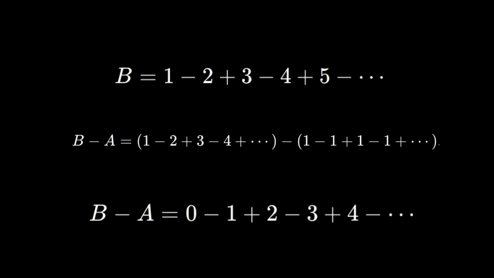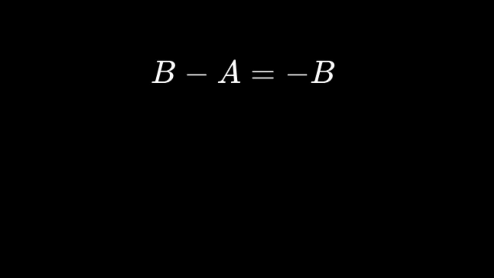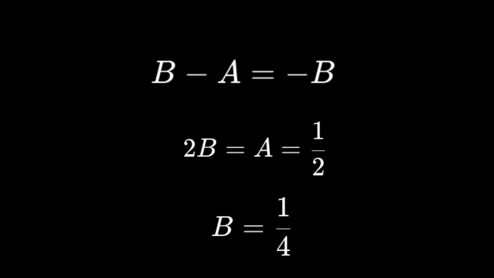And one thing we can notice about this equation is that it's just equal to negative b. So from this we can get that b minus a is equal to negative b, and we can just add b on both sides and add another a to get 2b is equal to a, which is equal to 1/2. And next we can just divide both sides by 2 to get b equal to 1 over 4.